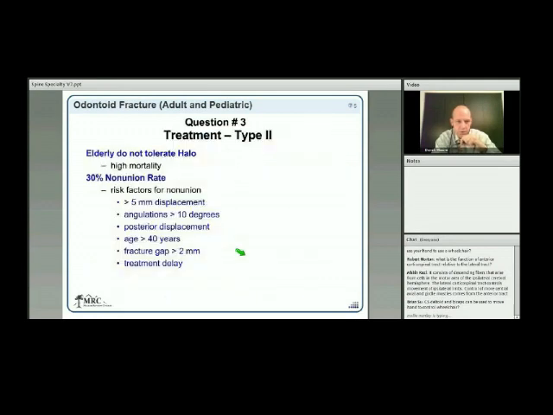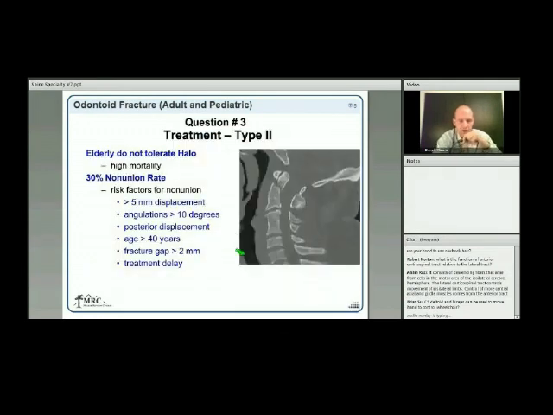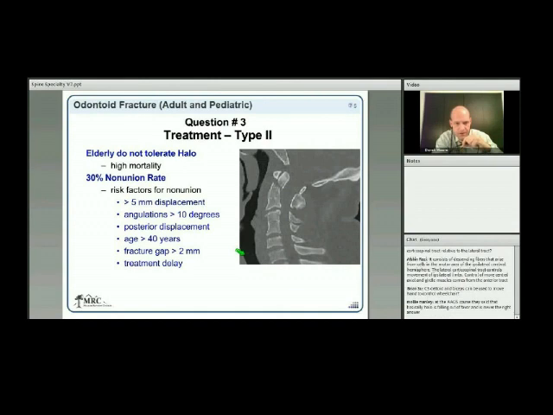The reason it's more complicated is because in type 2 odontoid fractures, 1, you can't put elderly patients in the halo, and 2, because there's a high non-union rate. Literature shows it's about 30%. So you need to know your risk factors for non-union. They include greater than 5 millimeters of displacement, angulation greater than 10 degrees, posterior displacement, age greater than 40, a fracture gap greater than 2 millimeters, or treatment delays.